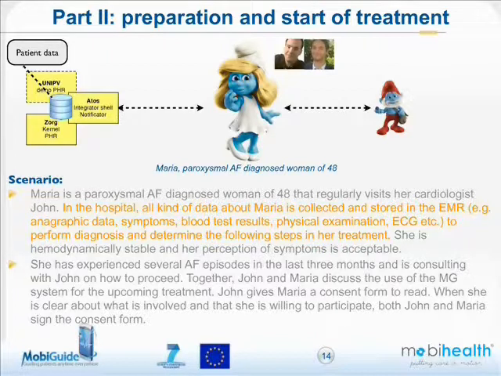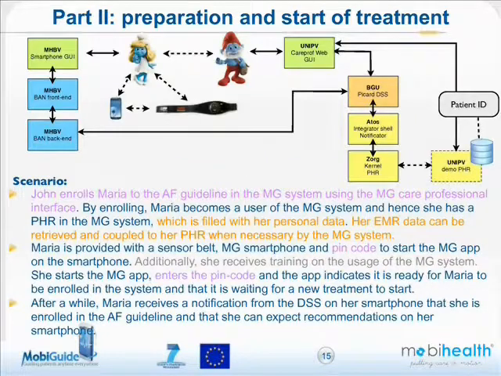So together they decide that they want to use the MobiGuide system because it's so nice. So John gives Maria a consent form to read and sign. John and Maria decided to use the system, so John has to enroll her into the system. And then Maria is provided with a smartphone, where we have a MobiGuide app, and with the sensor belt. I am wearing the sensor belt now.